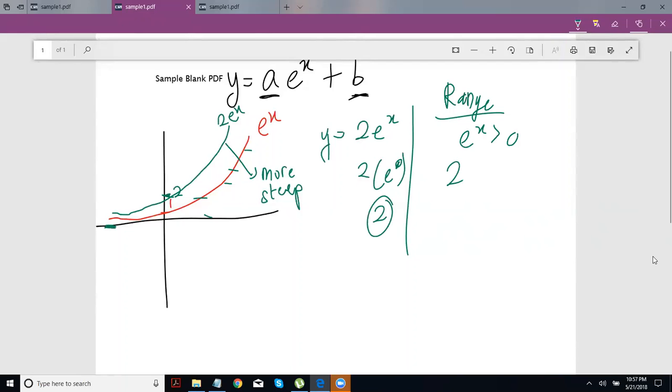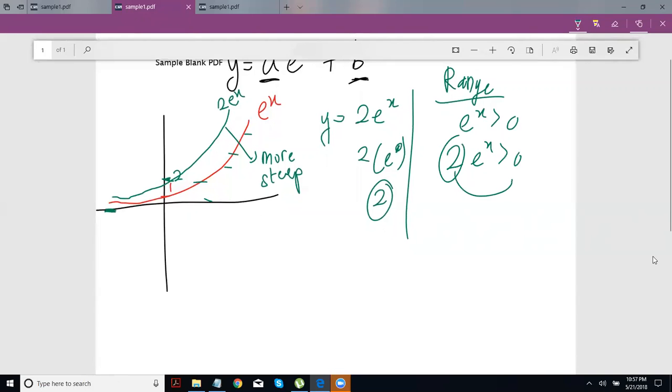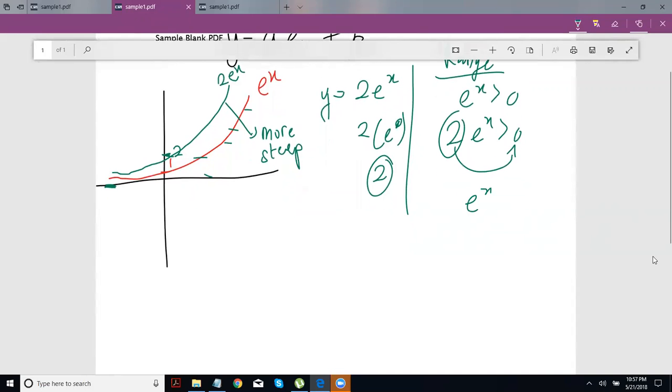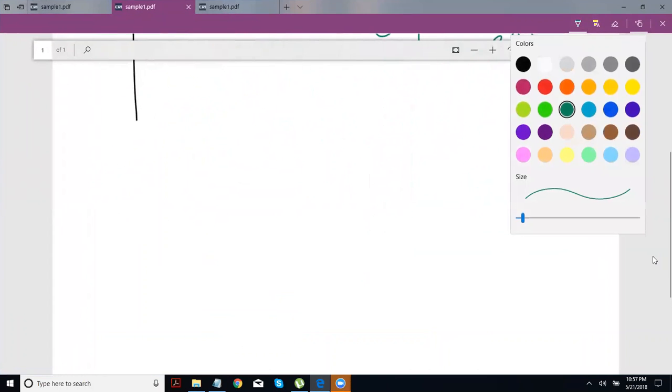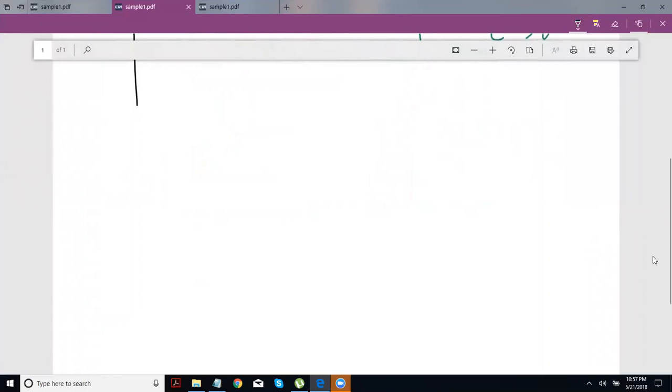So if you have 2 e power x, as you can see in this case, it shouldn't have any difference. If you take the 2, you divide it over there, giving you e power x greater than 0. So even 2 e power x should still be greater than 0. It will still have the same range of values. The reason I'm mentioning this is because it's not going to be the same for our next case and our final case for exponentials, where if you look at what happens when something adds to them.